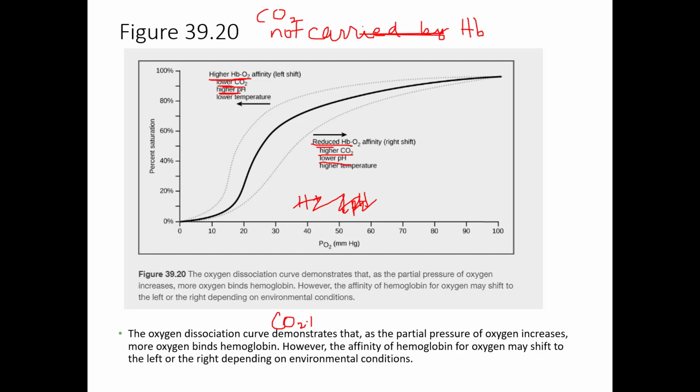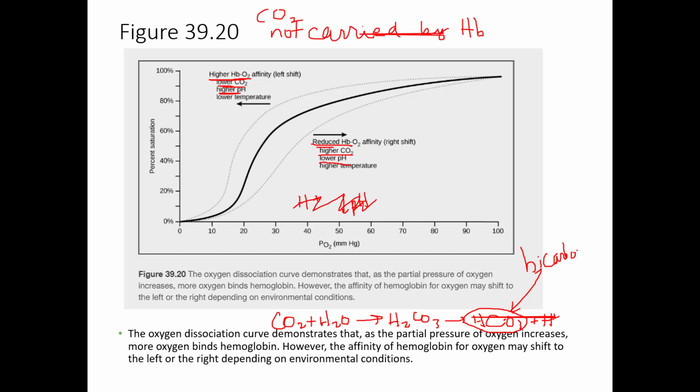CO2 combines with water, and it makes something called carbonic acid, H2CO3, which then breaks down into bicarbonate ion, HCO3 minus plus H plus. So this is bicarbonate, which is a buffer. So CO2 in the blood actually becomes bicarbonate ion, and it's carried like that in the blood.